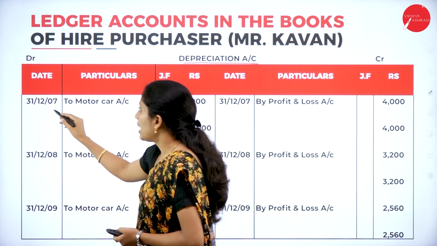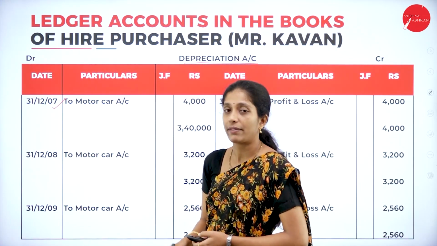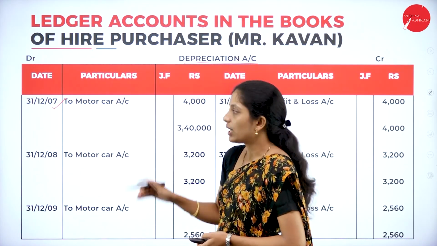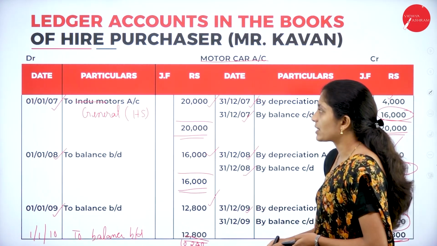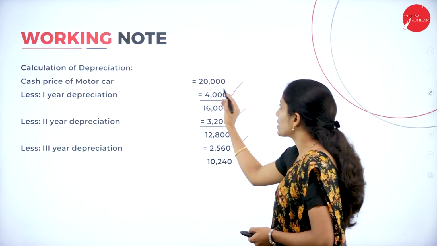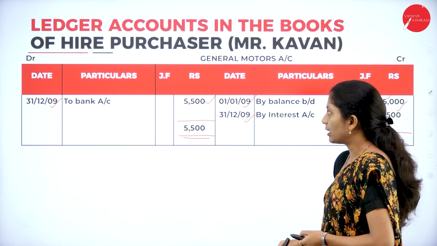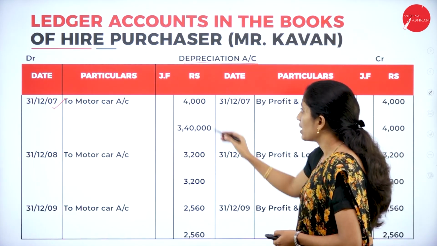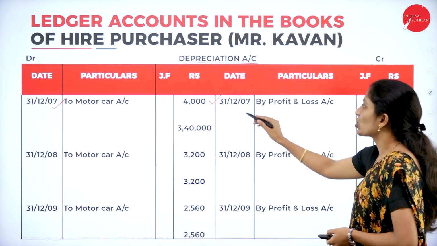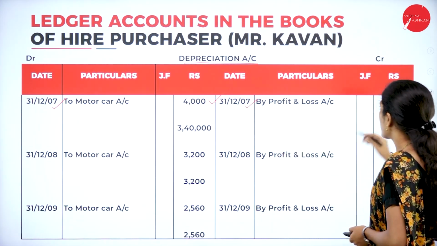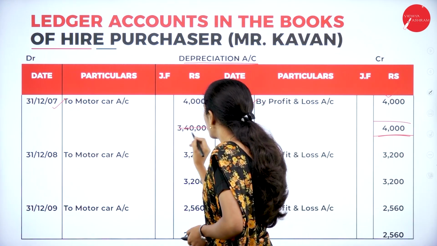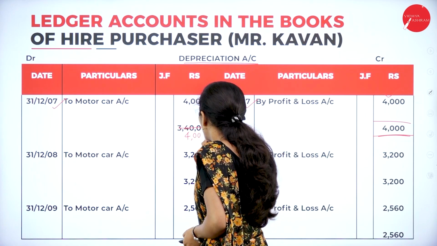Now come to the first year. End of first year is 31st-12-07. So depreciation account debit to motor car, to motor car account. So how much is depreciation? First year depreciation is 4,000. So write that 4,000. Now transfer that 4,000 to profit and loss account. 31st-12-07, by profit and loss account 4,000. Now balance both the sides. So here also it's not 3,40,000, it should be 4,000.